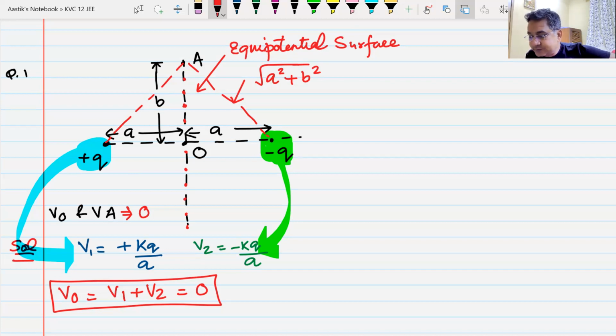Where did we come across this equipotential surface before in the past? That is what we are discussing. Where? Here, or there? Where?